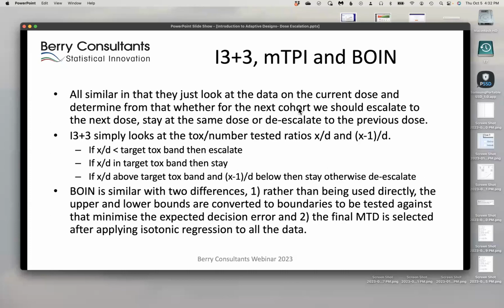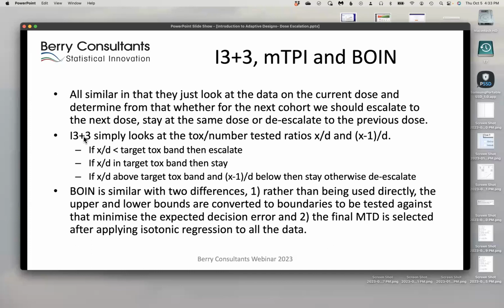So the I3+3, the MTPI, and BOIN. Currently only one of these is in fact the MTPI. To simulate the I3+3 and the BOIN, I've been using packages that are freely available on the web. They're all very similar. They just look at the data on the current dose and determine from that whether the next cohort should escalate to the next dose, stay at the same dose, or de-escalate to the previous dose.